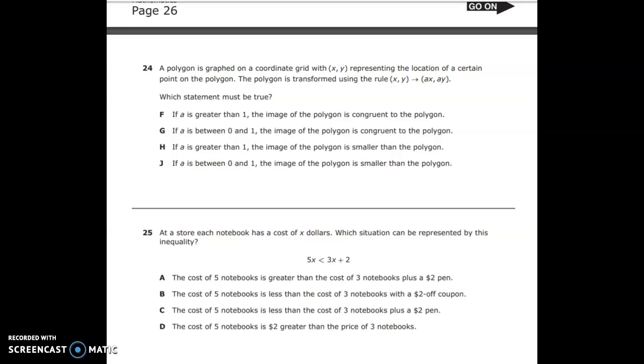The cost of 5 notebooks is less than the cost of 3 notebooks with a $2 off coupon. The cost of 5 notebooks is less than the cost of 3 notebooks plus a $2 pen. The cost of 5 notebooks is greater than the cost of 3 notebooks.